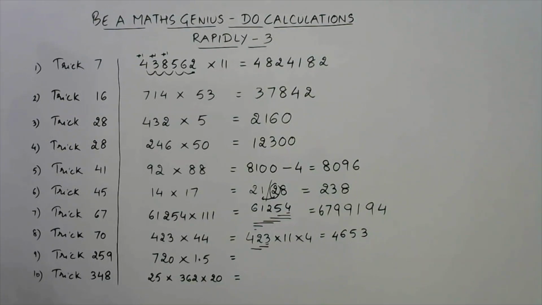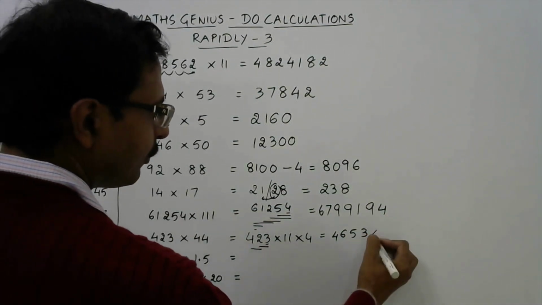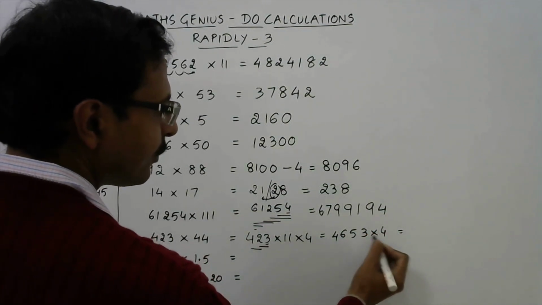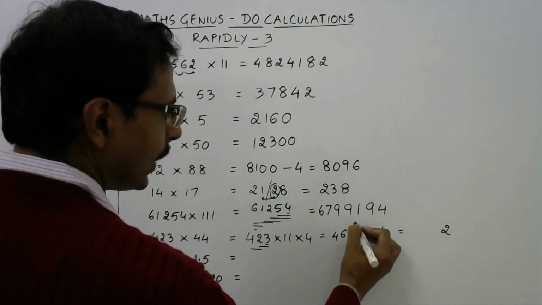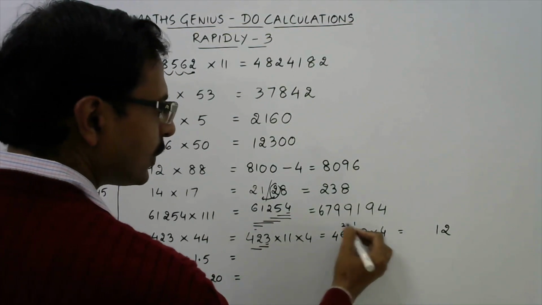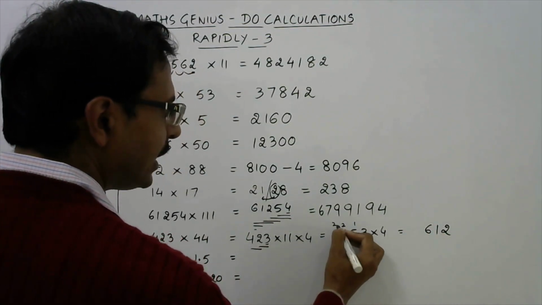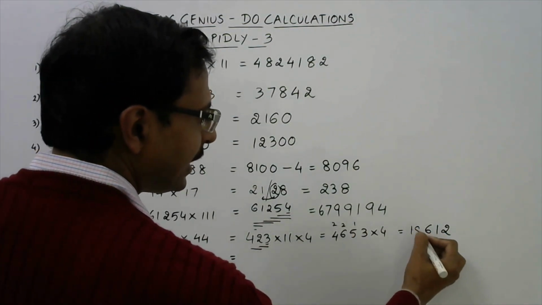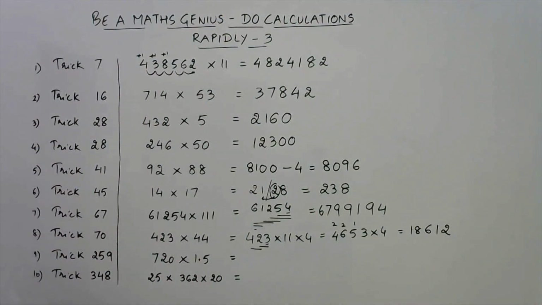And now what we do? We just have to multiply by 4, which can be done very easily. 4 times 3 is 12, 1 carry; 20, 21, 2 carry; 24, 26, 2 carry; and finally 18. So 18612 is the product of 423 and 44.